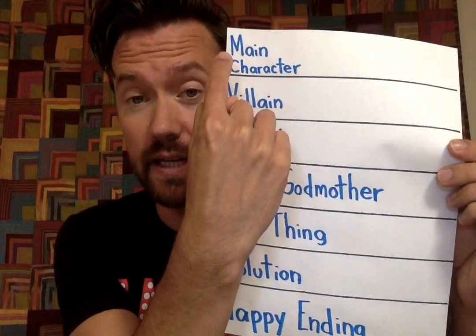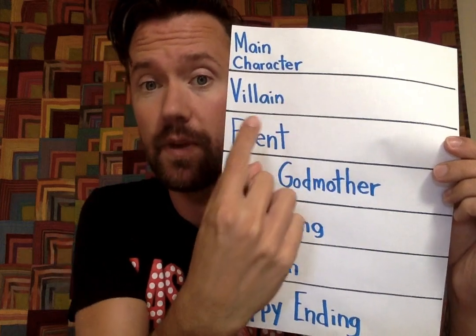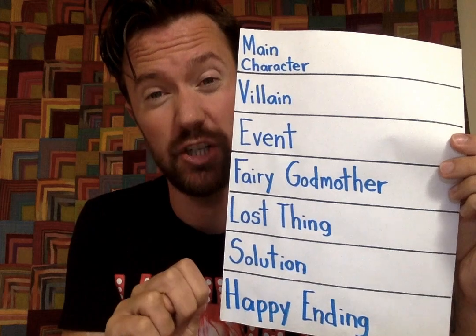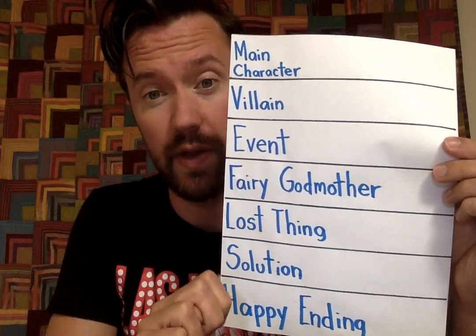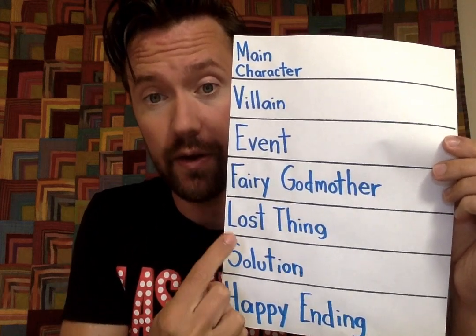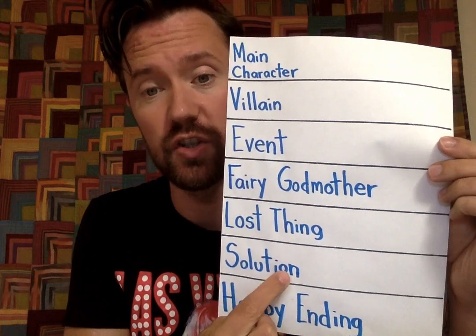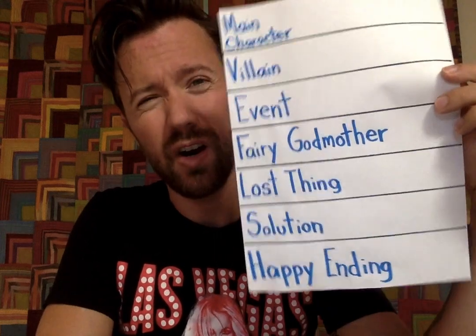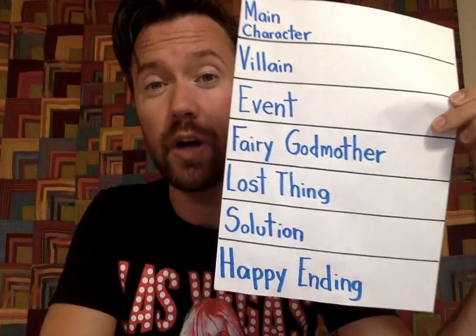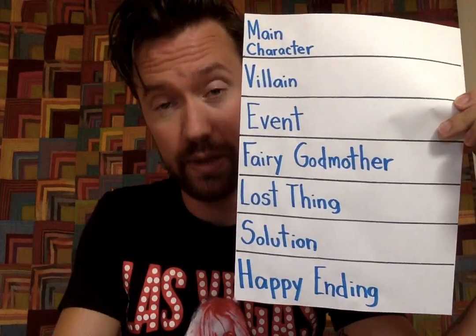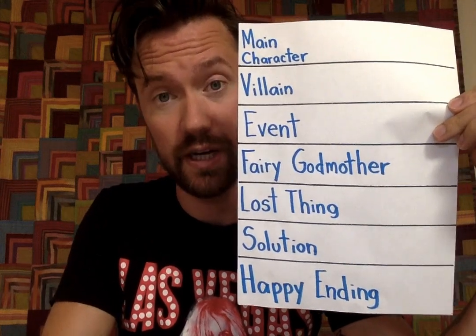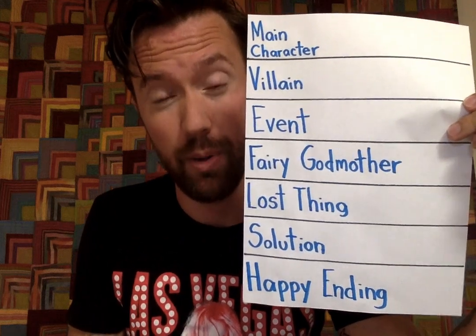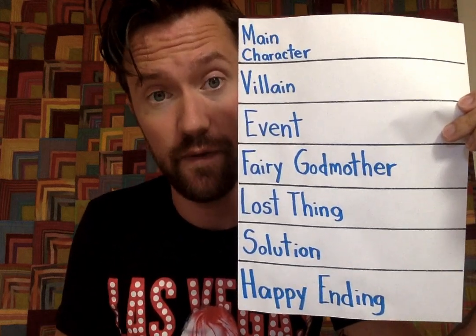There is the main character part, the villain part, the event, which will actually have 2 pages that are related to the event. We'll talk about that in a moment. The fairy godmother, the lost thing, the solution, and the happy ending. All 7 of these parts are important components in a Cinderella folktale. And you're going to be planning and writing your own Cinderella folktale. So your pre-write will be where you plan those 7 important parts of your Cinderella folktale.